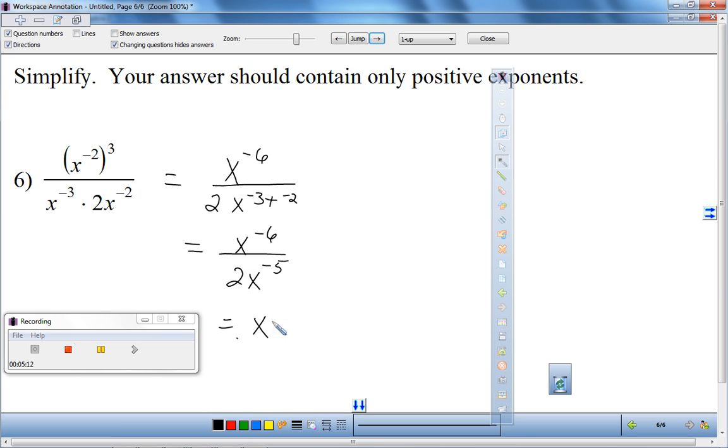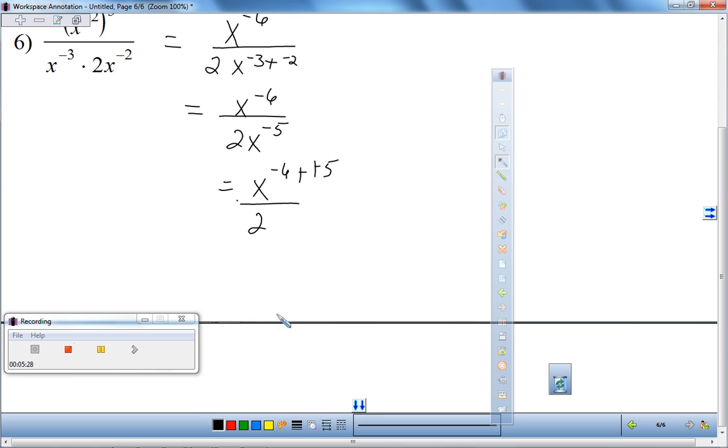So we'll have x to the negative 6. Okay, and then we're going to subtract a negative 5. So then we're going to end up actually adding. So we end up with x to the negative 6 plus 5. So we end up with x to the negative 1 over 2. Okay, so we're just going to bring this back down so that we get 1 over 2x.